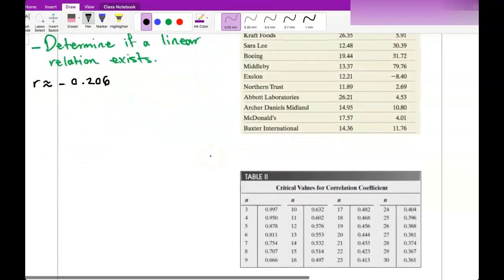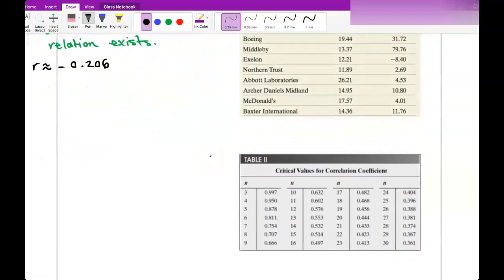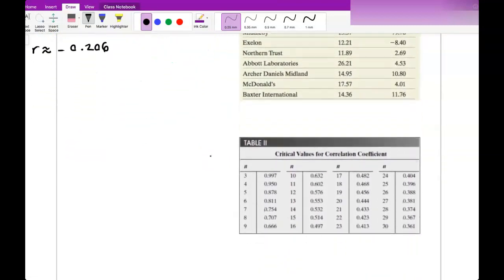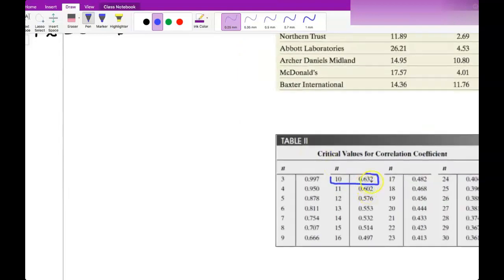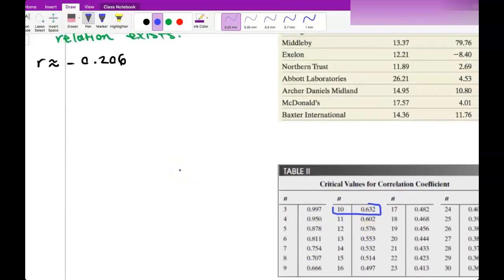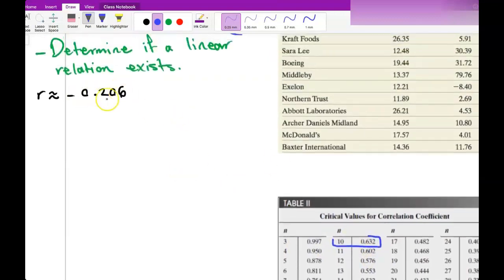Then after that, we should find what the critical value is. Here, the sample size is 10. So finding that, this n is equal to 10. The critical value is this number. We have 0.632. Now compare that critical value with the absolute value of R.